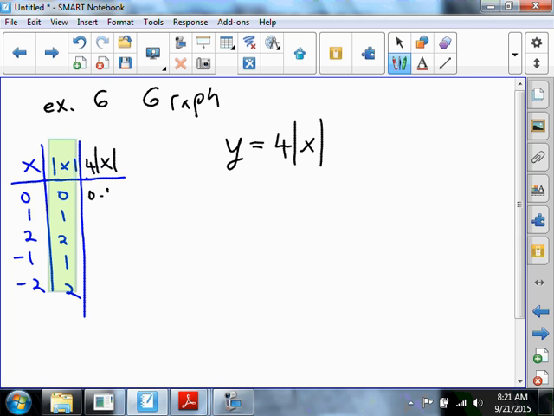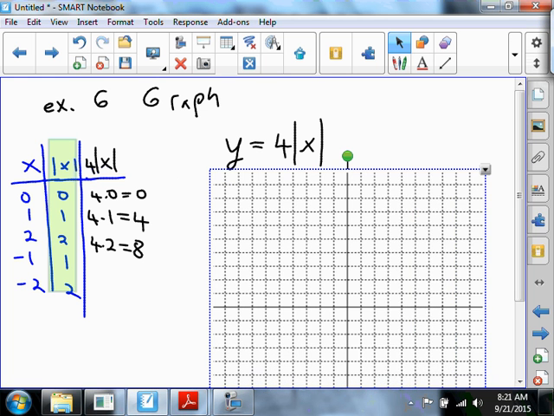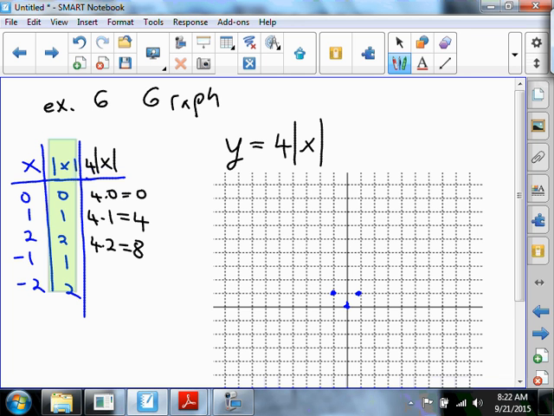4 times 0 is still 0. 4 times 1, what's that going to give us? 4 times 1 is going to be 4, and 4 times 2 is going to be 8. Good. Okay. So putting this into play then, our parent function goes through 0, 0, 1, 1, and I'm going to go ahead and stop there.